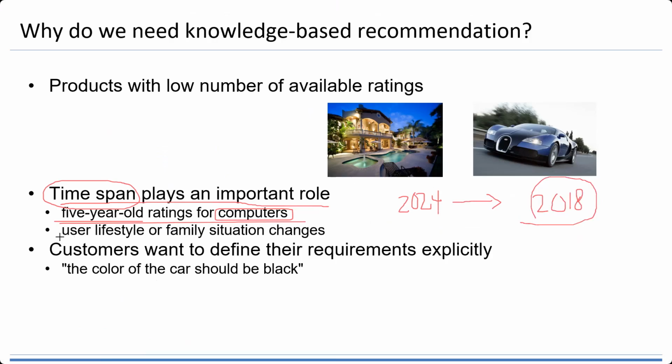And the user's lifestyle or family situation may change. In 2018, you still did not have children, but in 2024, now you have children. So let's say you want to buy a good computer, or you want to buy a tablet, which is fancier or more advanced in technology. Then there are some changes.